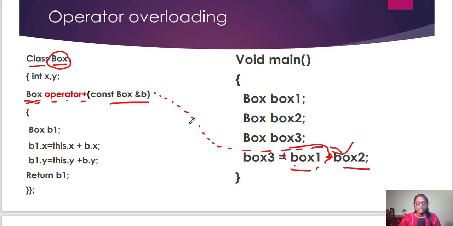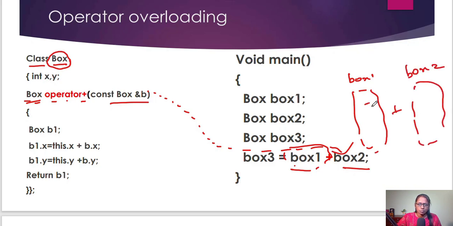See, box 1 is some set of objects. You can have 100 values, and box 2 is another object of a class. You have a number, name, and something. So you can add them with a single operator. This is operator overloading. I'm giving a special meaning for this operator.